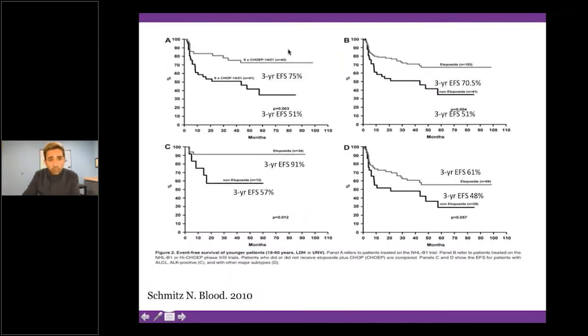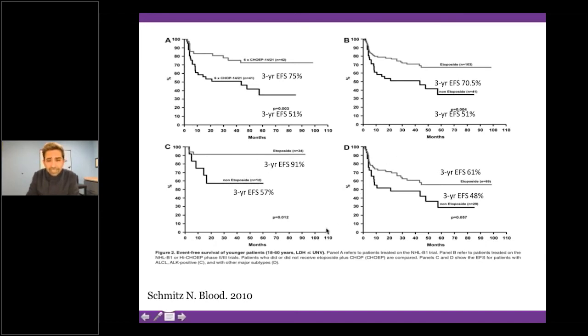And what they found is that when they took all these patients, the ones who got CHOEP, or the ones with the etoposide, had better outcome compared to those who did not get etoposide. And these are 2 different trials which both showed that adding etoposide was beneficial. Then this group is only patients with ALCL ALK positive who tend to do better anyways. But even in that group, adding etoposide produced much better results than not adding etoposide. And this group is all the other ones, so these are the ALK negative, AITL, PTCL NOS, etc.